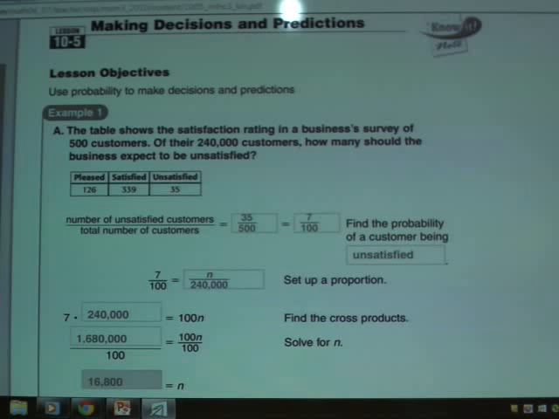So as you can see, they took 7 over 100, which we just found in the previous step, and they set it equal to how many we're going to have unsatisfied, which is n, out of the 240,000. So, if we look at my denominators, there's a couple different ways to solve this problem. Because we're going from 100 to 240,000, we could just look at this and say, hey, I know the multiplier, and use the same fact in the numerator. We could absolutely do that.